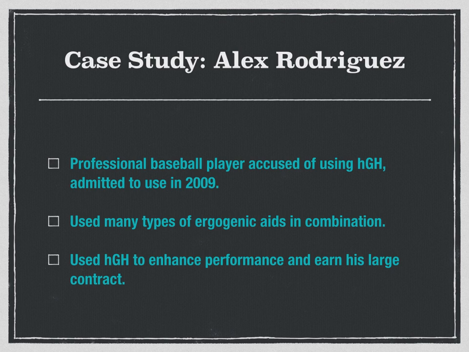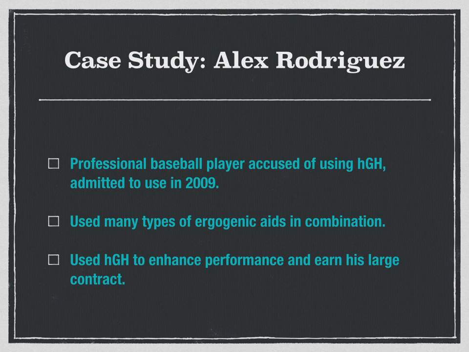So, a case study of Alex Rodriguez. He's a professional baseball player who had been accused many times over, and denied many times over, of using performance-enhancing drugs like hGH. In 2009, he finally admitted to the use of hGH or performance-enhancing drugs. Rodriguez admitted to having used many types of these drugs, including growth hormone. When he finally admitted to cheating, he provided some insight as to why he felt the need to use these ergogenic aids.